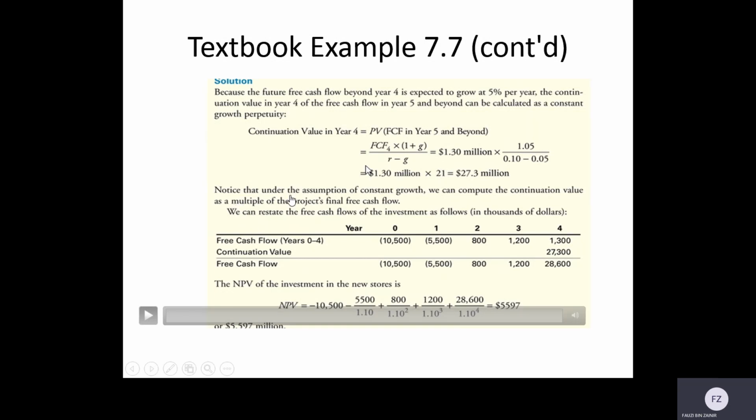So notice that under the assumption of constant growth, we can compute the continuation value as a multiple of the project's final free cash flow. So we can restate the free cash flow of the reinvestment as follows. Basically the 27.3 million occurs at the end of year 4. So we are just going to present value all the cash flows that we got from all these amounts here, and if you NPV it, we will get the NPV at $5,597,000.